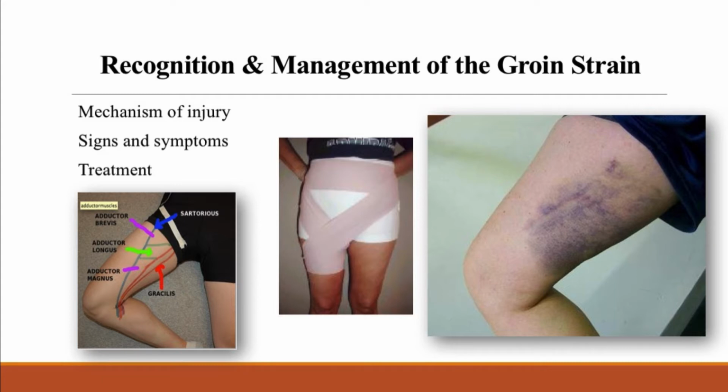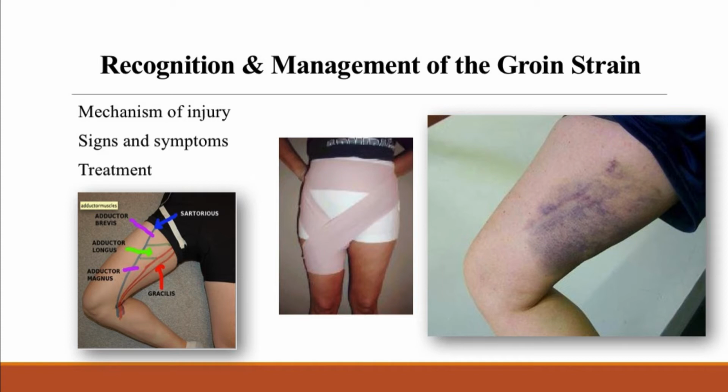Groin strains can be very challenging to treat as any movement reproduces pain. Common signs and symptoms include minor twinges of pain to feeling a pronounced tearing sensation after active movement. It will produce pain, weakness, and internal hemorrhage resulting in extensive bruising, as seen in this picture.